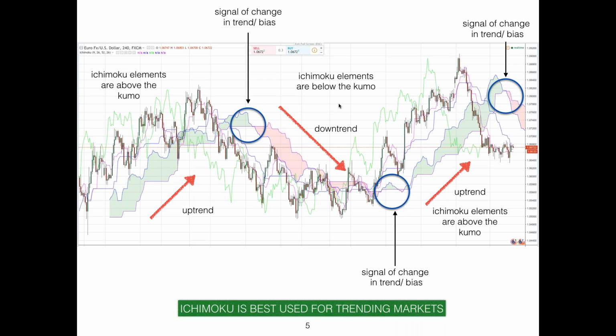In an uptrend, once price drops below the Kumo, you have a Kumo breakout to the downside. This break below the Kumo is a strong sell signal because it is a signal of a changing bias from bullish to bearish. So in a downtrend, once price goes above the Kumo, you have a Kumo breakout to the upside, and this tells us a change in bias from bearish to bullish. Ichimoku is an effective tool for use in trending markets because signals are very clear.